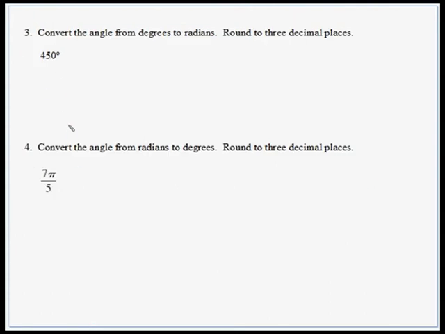Question 3 and 4 are conversions. We're going to convert from degrees to radians and then radians back to degrees, and we'll sort of ignore this round to 3 decimal places here. All you have to remember for this conversion is two fractions, either pi over 180 or 180 over pi.